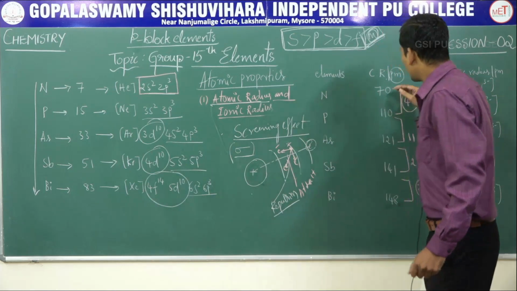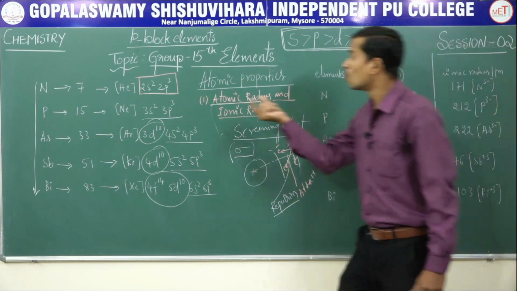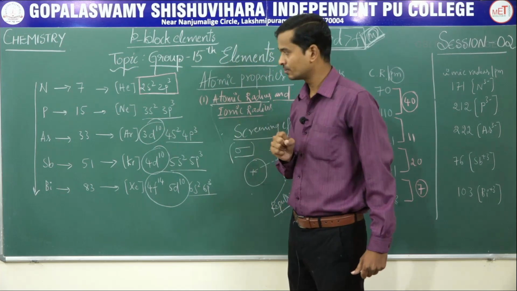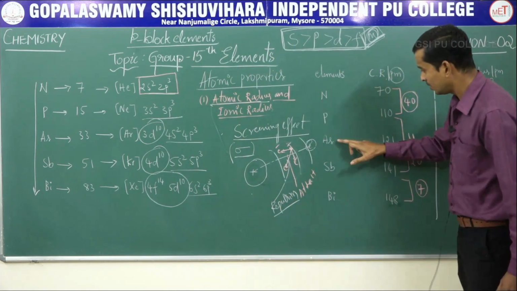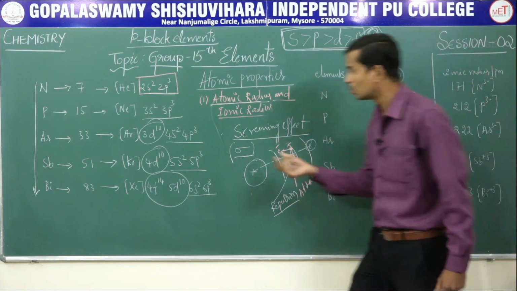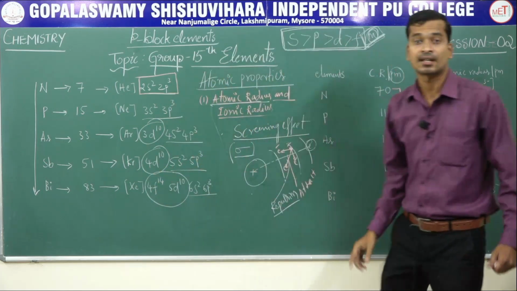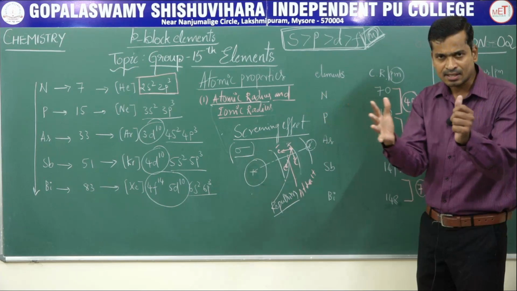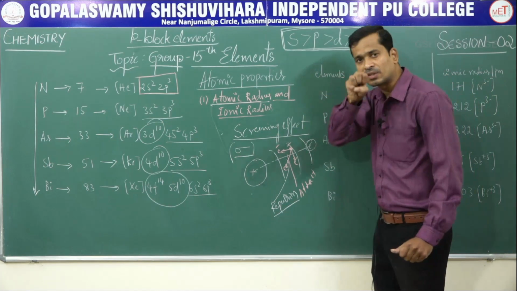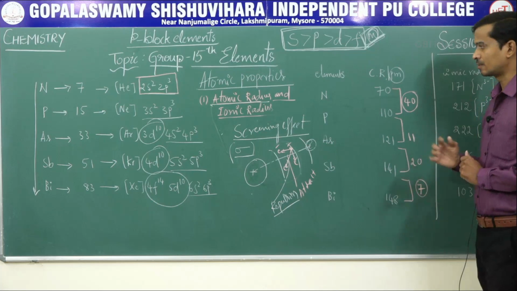Okay? The covalent radius difference is maximum from nitrogen to phosphorus because of the more shielding effect of 2s and 2p electrons. The difference decreases from arsenic to bismuth due to less shielding effect of d and f electrons. As the shielding effect decreases, the effective nuclear charge increases, and as the effective nuclear charge increases, the size of the element decreases.